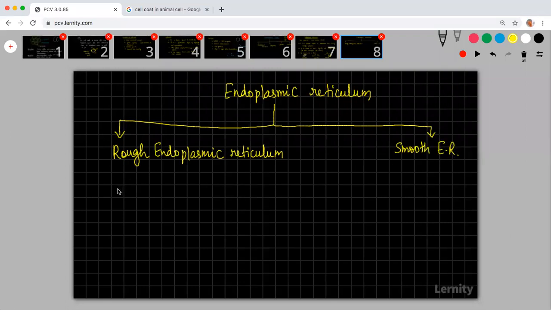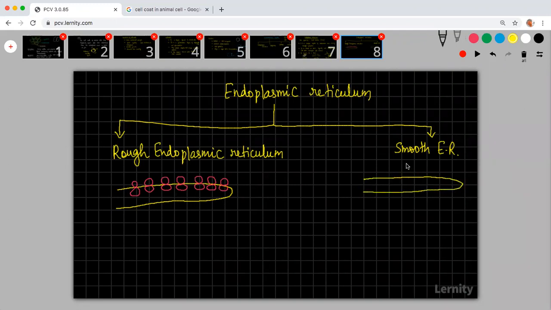If you look at the walls of the rough endoplasmic reticulum, you will see that the walls have ribosomes attached to them. Since, under a microscope, the surface appears rough, if it has ribosomes attached to it, we call it a rough endoplasmic reticulum. Whereas in smooth, you will not find them.